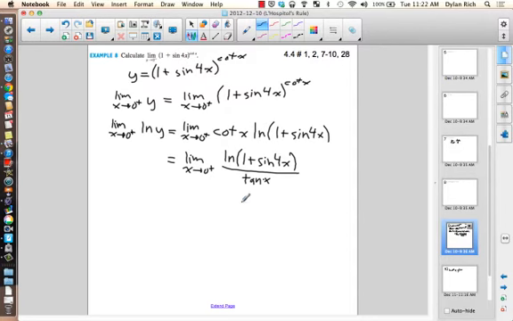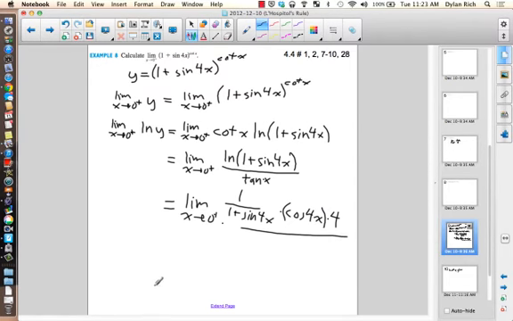Of each part. Chain rule. One over 1 plus sine of 4x, times the derivative of the inside, so that's going to be cosine of 4x times 4, all over the derivative of tangent, which is secant squared.